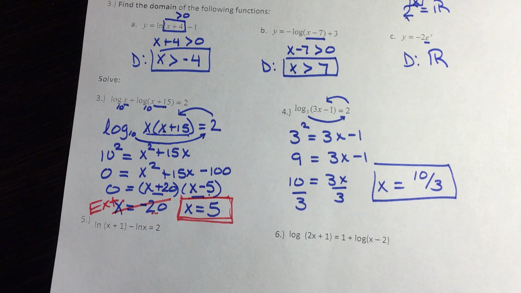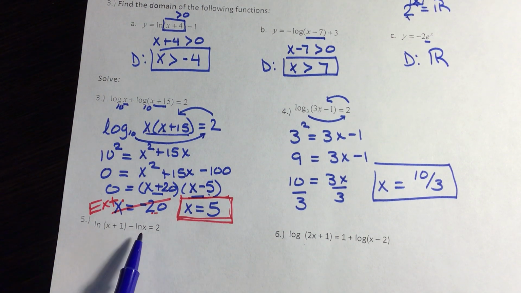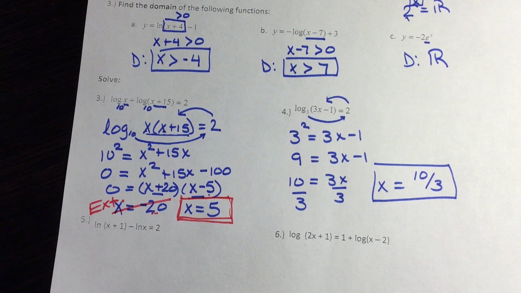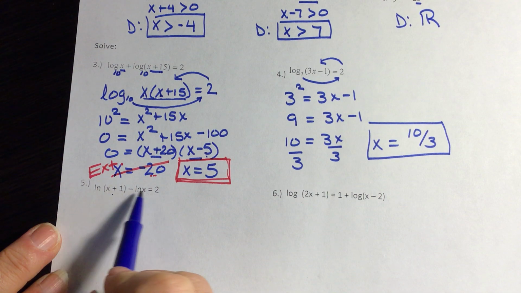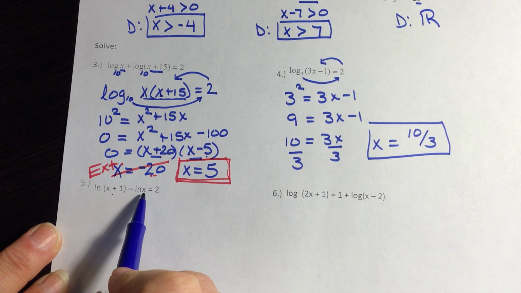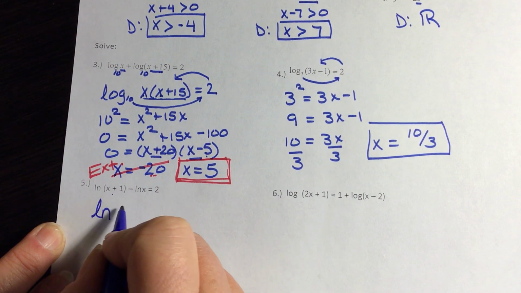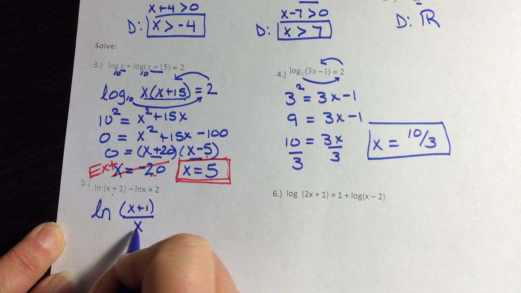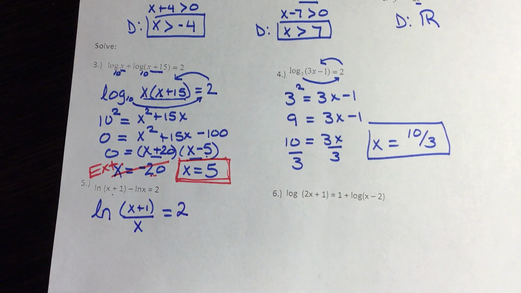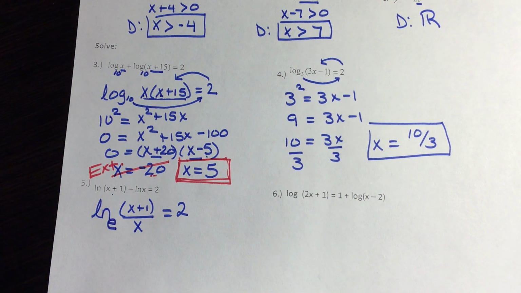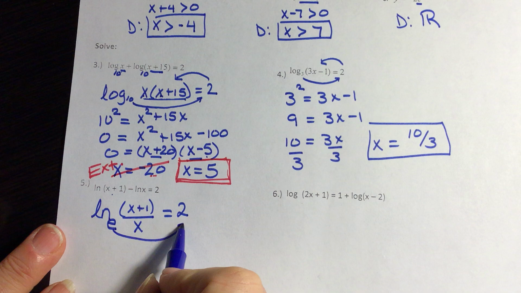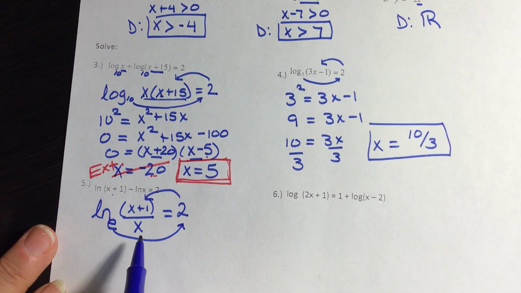Number 5. This time I have multiple terms, which I can write as a single logarithm. Because I'm subtracting down here, I'm going to write these x plus 1 and x as division. So I have the natural log of x plus 1 over x equals 2. So now I'm going to write the exponential sentence of this. Now, remember, if I have a natural log, my base is e. So I'm going to have e squared equals x plus 1 over x.